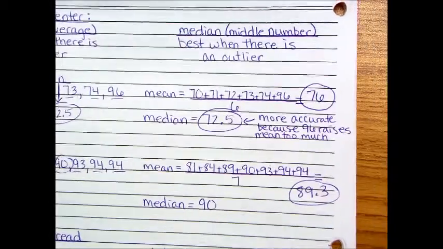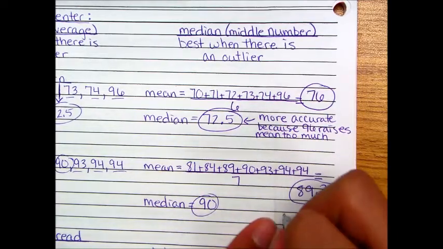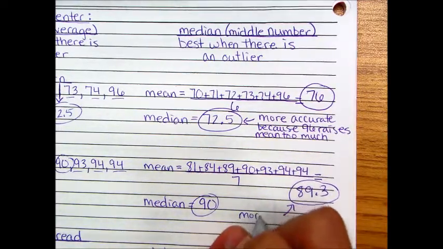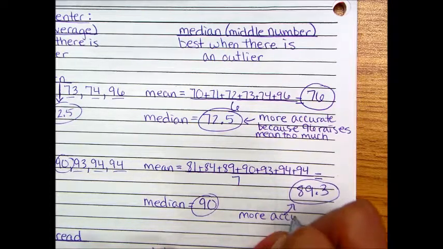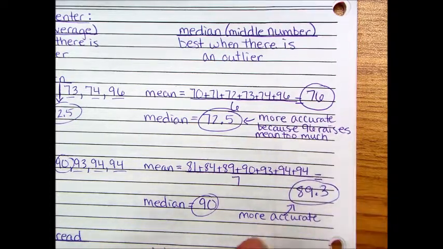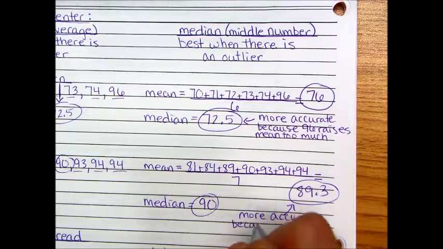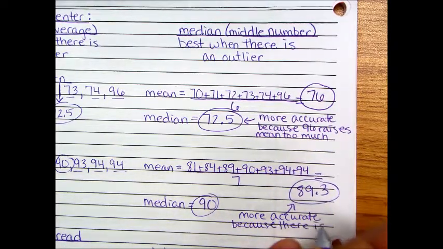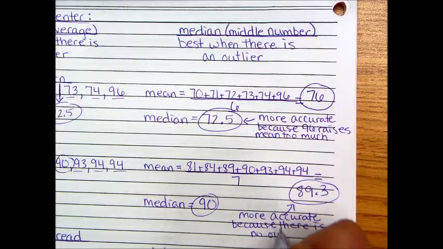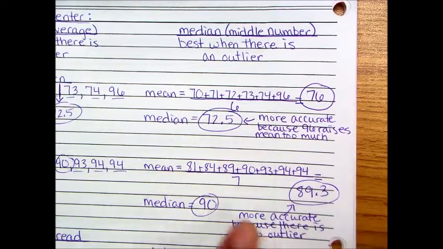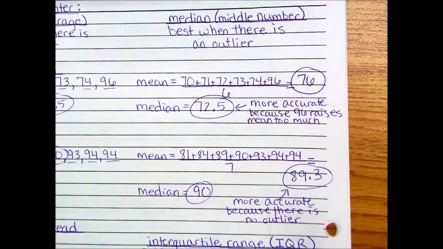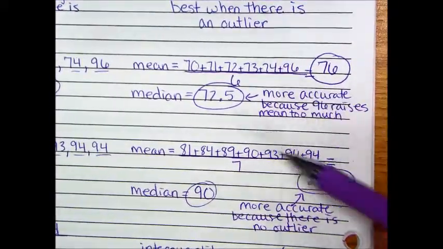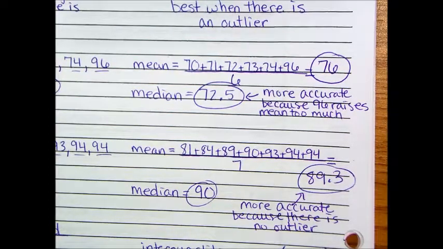So we're going to make a little note here. Okay, that 89.3, we're going to call that more accurate because there is no outlier. Okay, and these words will come up again later on, so it's easier if we just talk about them now. But as long as you can find mean and median, you should be set for homework.